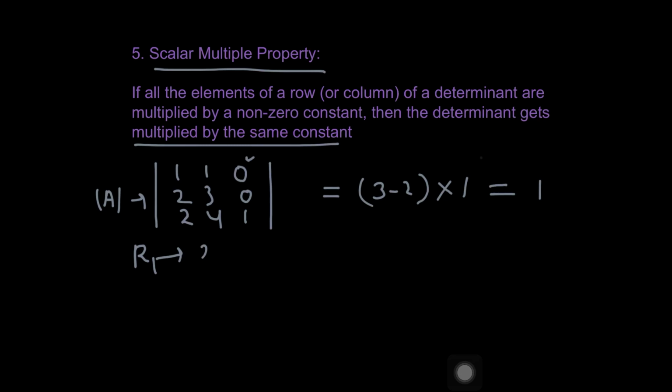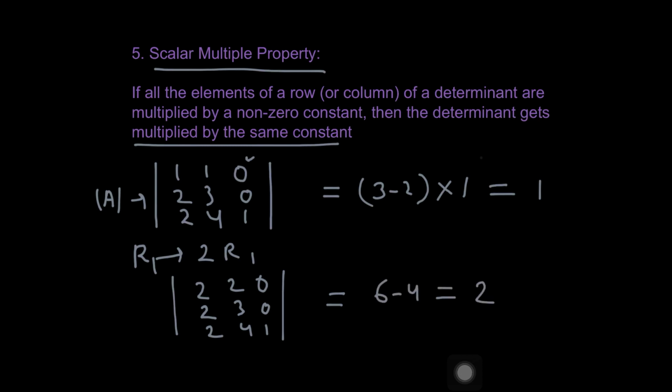I am writing this first row as twice of the first row. So here the first row will become 2, 2, 0, and here it will be 2, 3, 2, 4, 0, 1. Okay. Now we will find out the determinant of this one. So the determinant will be 6 minus 4, so it will be 2. Okay. So here you've seen I have multiplied the first row in the determinant with 2.